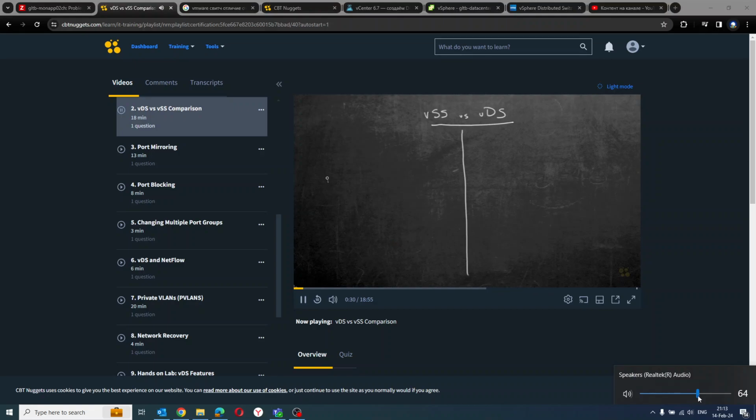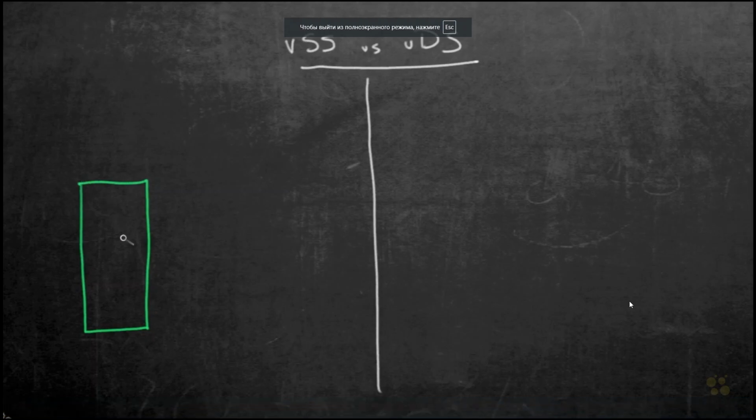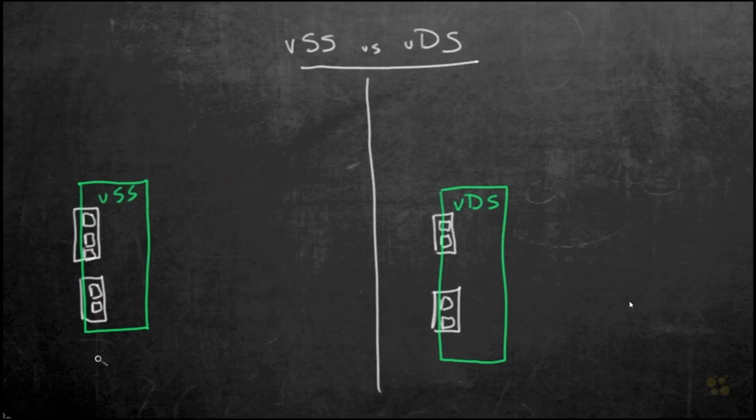And for this comparison, let's draw a standard switch over here. Now, standard switch is the one that comes built into ESXi, and the distributed switch is the one that we're going to get from the Enterprise Plus license of vSphere. So this is our vSphere standard switch, and this is our vSphere distributed switch. So on both of these, we are going to have ports and port groups. And that's where our VMs connect.